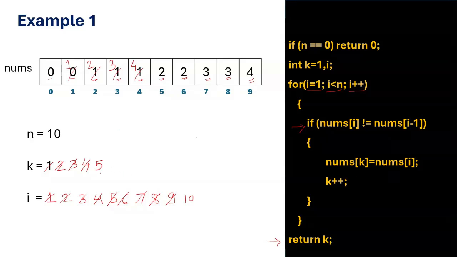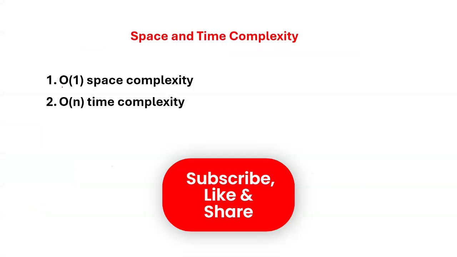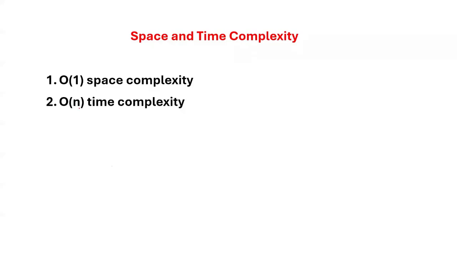So see, value of k is 5. It means we have 5 unique elements in the array. So you see 0, 1, 2, 3 and 4. These are the 5 unique elements in the array. Space complexity of this program is O(1) and time complexity of this program is O(n).